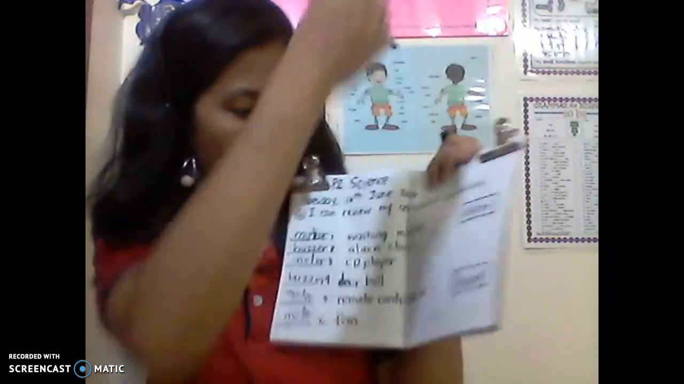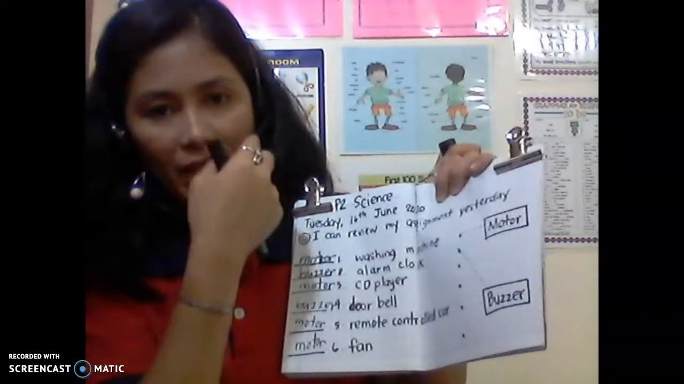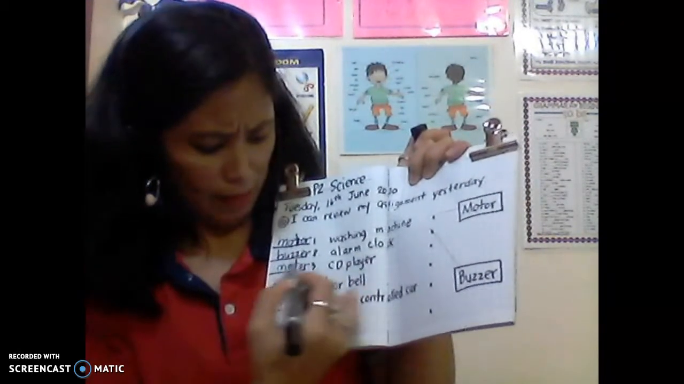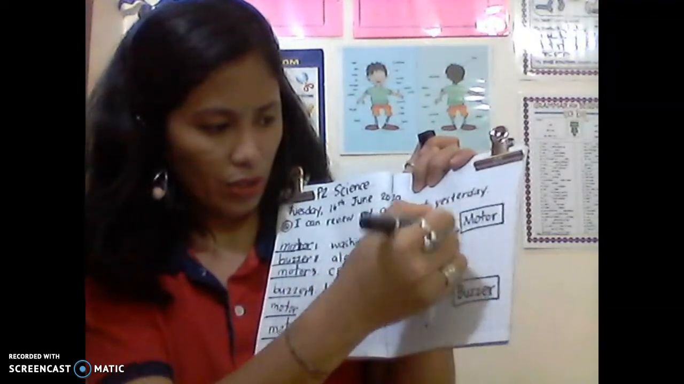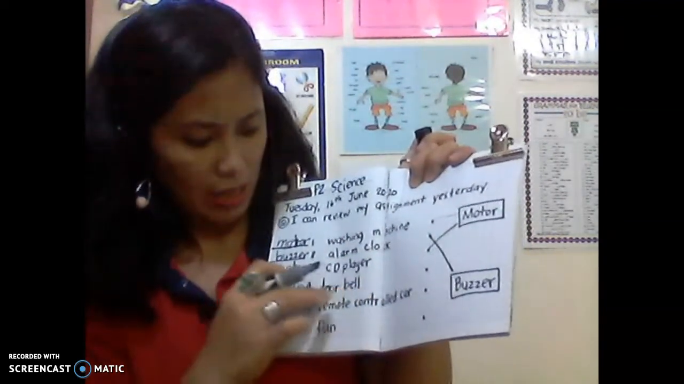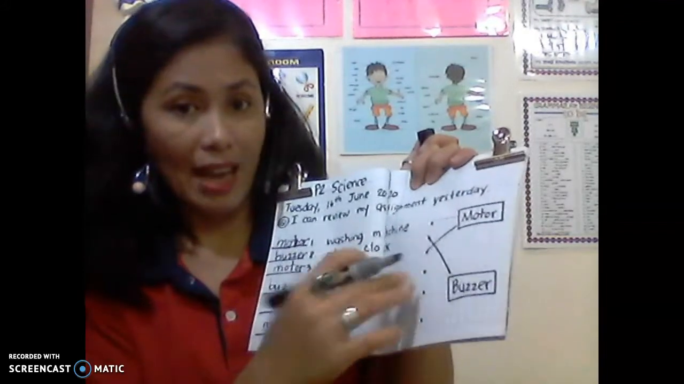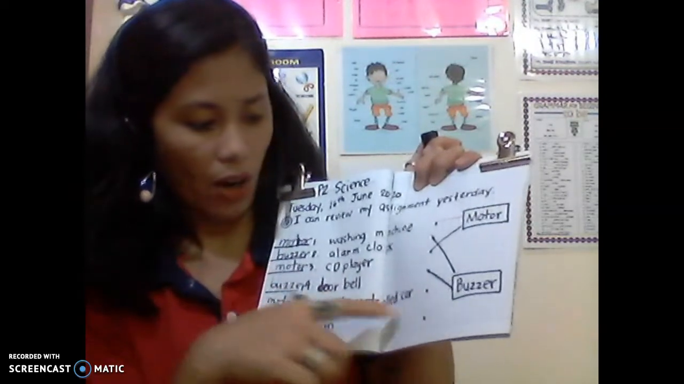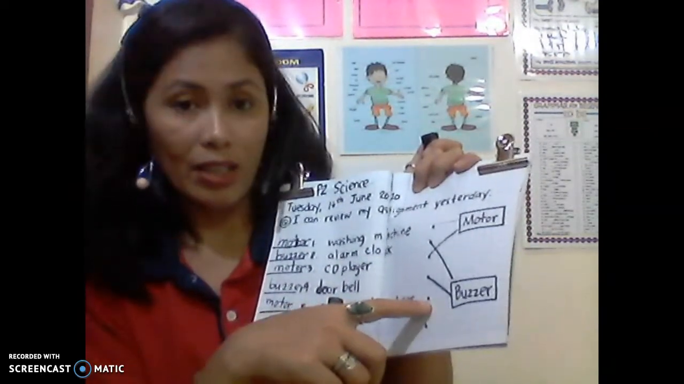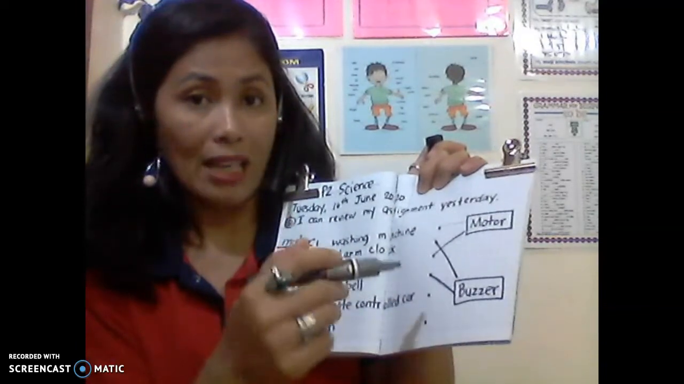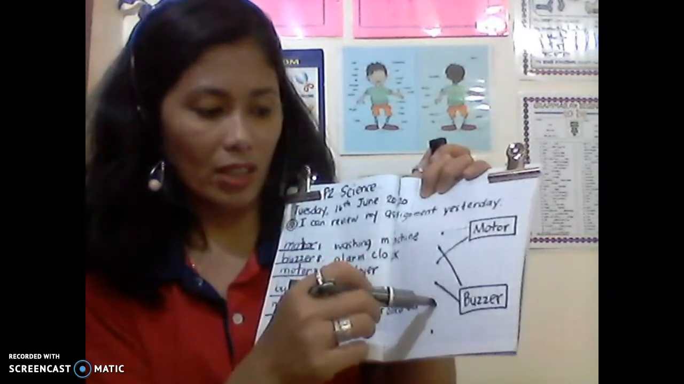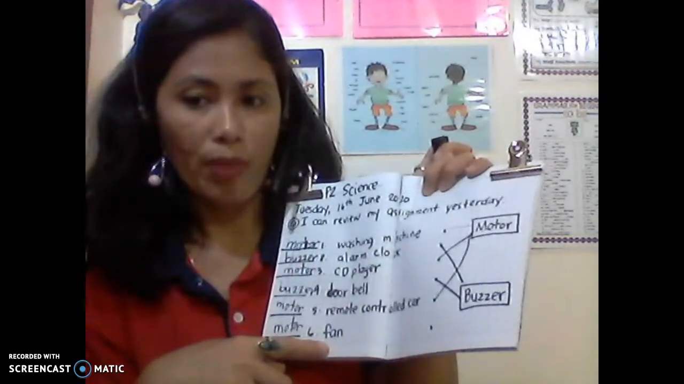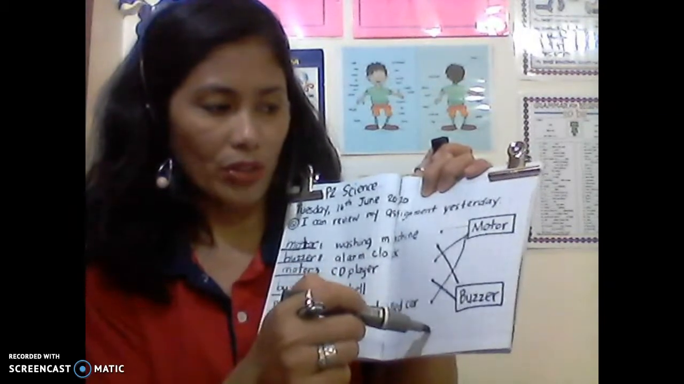How about a CD player? CD player needs to spin and move. It needs a motor. Very good. How about a doorbell? Makes sound. It's a buzzer, right? How about the remote controlled car? In order for it to move, we need a motor, just like the cars, right? And the last one, a fan. In order for it to spin, we need a motor also.